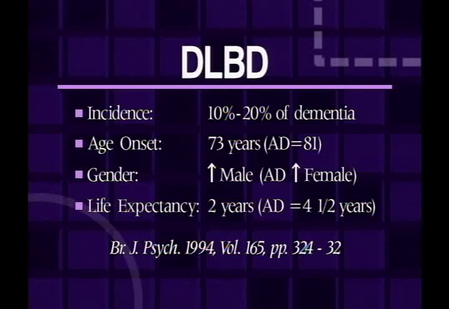In this one study that's shown by this graphic, the average age of onset for diffuse Lewy body disease was 73, as opposed to the Alzheimer patient where it was 81. More males than females get Lewy body disease, as opposed to Alzheimer's disease where it's slightly more common in females. And likewise, there is a difference in life expectancy between Alzheimer's disease and Lewy body disease.